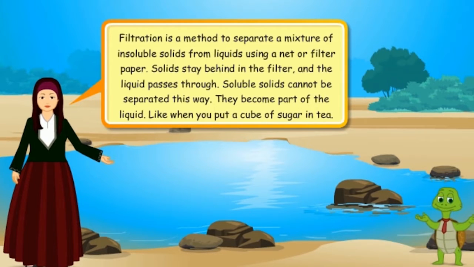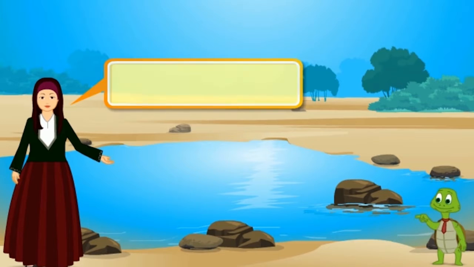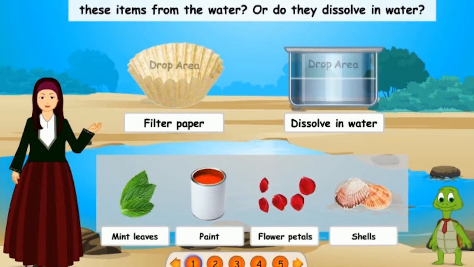Soluble solids cannot be separated this way. They become part of the liquid, like when you put a cube of sugar in tea. Can you help me sort out things that can be separated using filter paper? When mixed with water, could you use a filter to separate these items from the water, or do they dissolve in water?